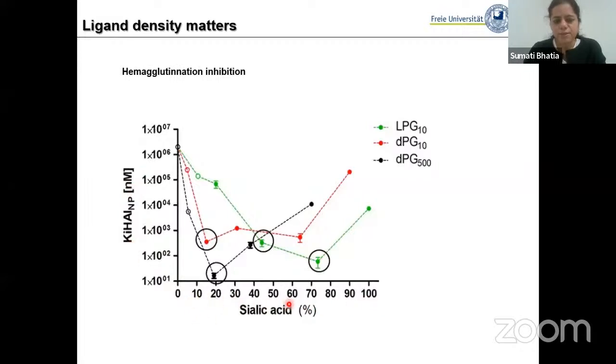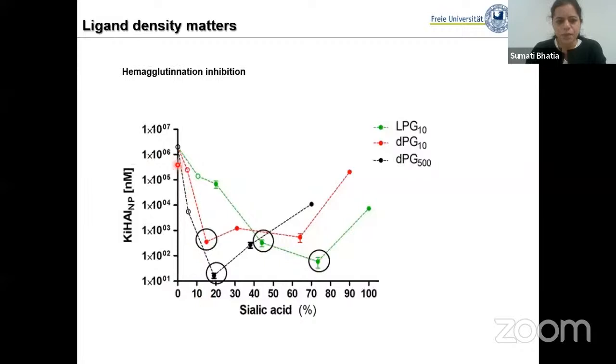And on the x-axis, you see the sialic acid density. We prepared these 3 different series with different sialic acid densities. For example, in red, you see the 10 kDa DPG, and for 10% sialoside the concentration was high. For 20%, the concentration was lower. 30% was a little higher, 60% was down. And if you go to the higher density, it is much higher again. So that means the optimal sialic acid density on the 10 kDa DPG should be around 15 to 20%.